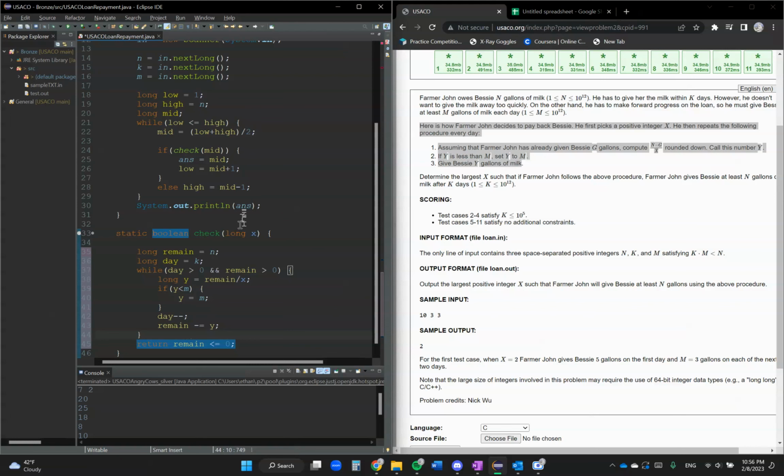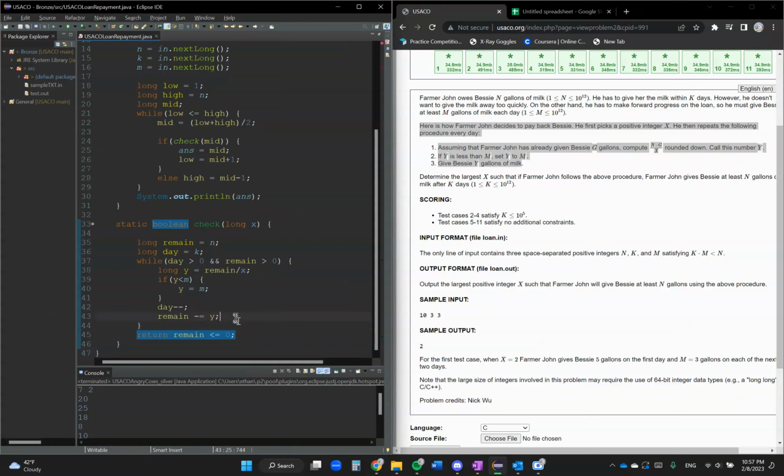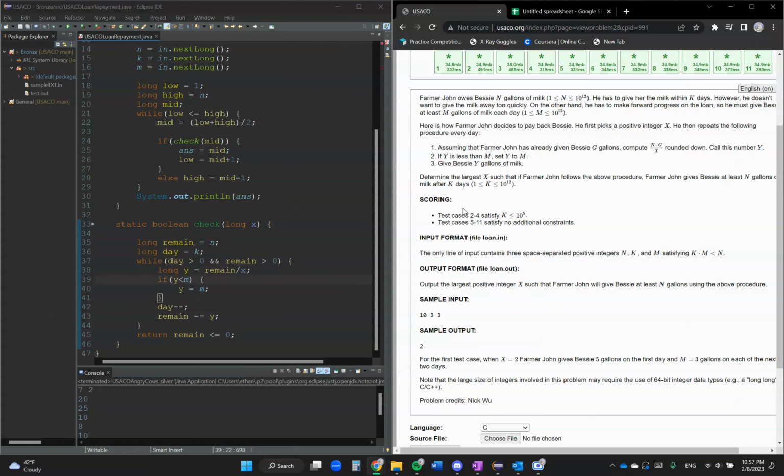And so yeah, let's think about it now. Since day and remain are going to be n and k, which are both 10 to the power of 12, this while loop is going to take way too much time to compile. So we're going to have to think of a different way to do this. We can keep this general while loop, but what we want to do is we kind of want to skip some values in the middle where the values of y are going to repeat. And so let's try to look for this.